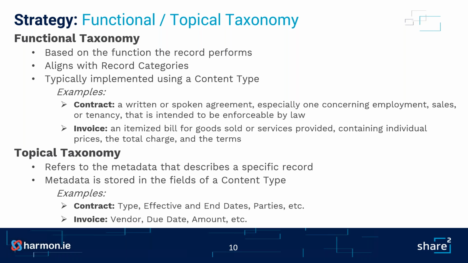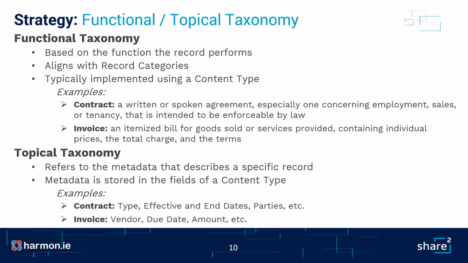And then the topical taxonomy is the actual metadata for a specific contract or a specific invoice, right? And that metadata is stored in the fields of the content type. Again, that content type is just a structure to hold the metadata. Metadata gets stored into those fields, and you see in the rest of the example the contract type, its effective and end dates, the parties that are involved, or the invoice vendor, due date and amount. And I said earlier that when that information is in an unstructured document, it's not very useful to us. But as soon as we pull it out and use it in a functional and topical taxonomy, now we can do things like have a workflow where an invoice, let's say it's a scan operation.